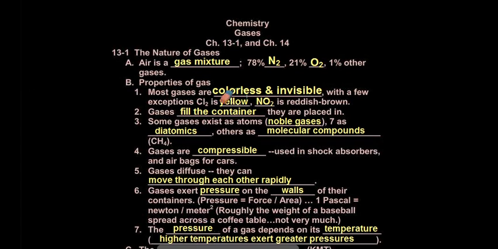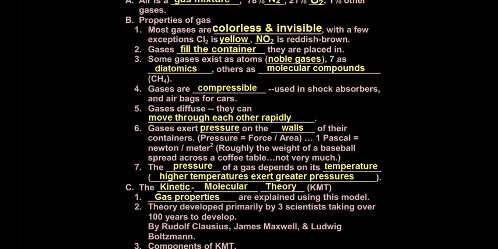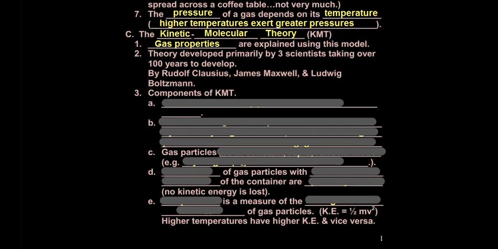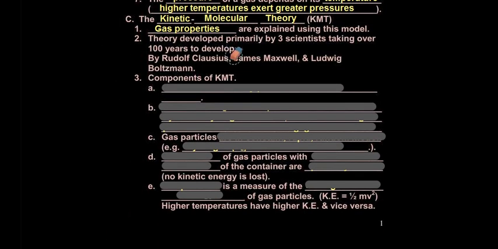Okay, and all this is explained through what's called the kinetic molecular theory, and all the gas properties are explained using this model. I realized I dropped a little too low. Okay, the theory is developed primarily by the 3 scientists taking over 100 years to develop. Rudolf Clausius, James Maxwell, and Ludwig Boltzmann. Okay, which brings us to the components of the kinetic molecular theory. The first one is gases consist of tiny particles with mass. Okay, they have mass, but they're very, very small.